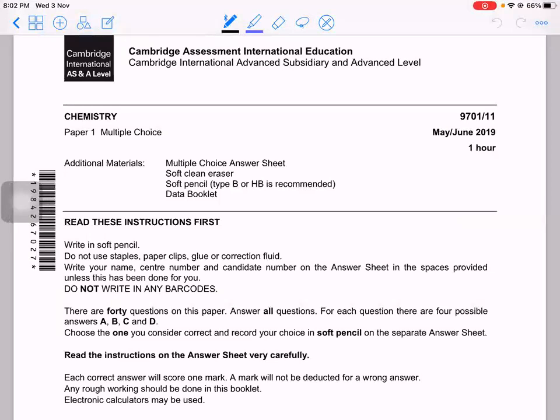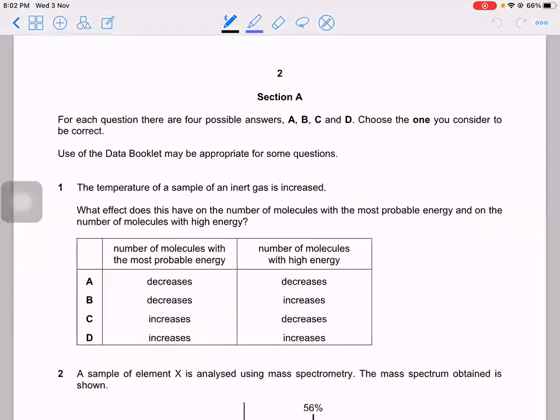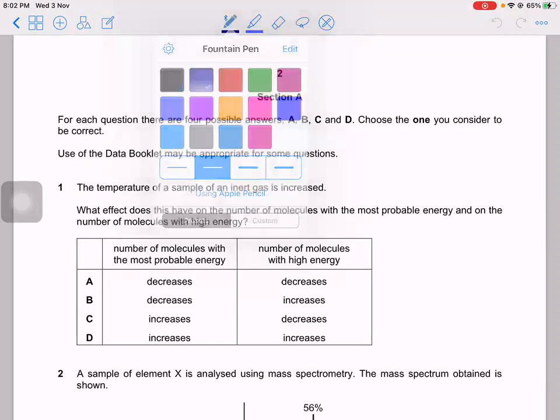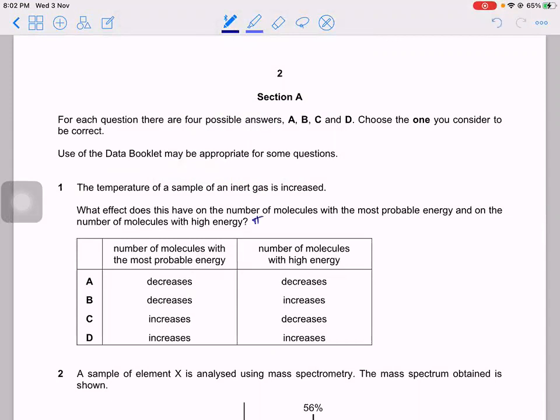So let's see the first question. Temperature of a sample of an inert gas is increased. So you're changing the temperature. As we change the temperature, what happens to the number of particles with activation energy or more? As we increase the temperature, we know that the number of particles having energy greater than activation energy increases. Yes. So having energy greater than the activation energy, they increase.